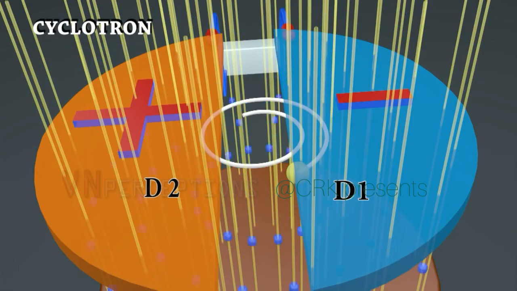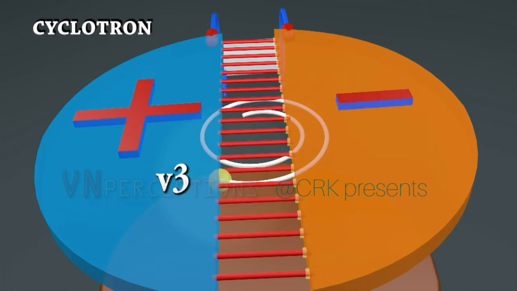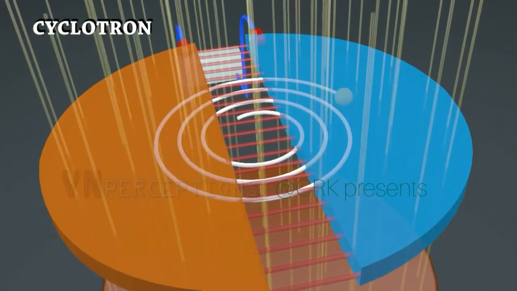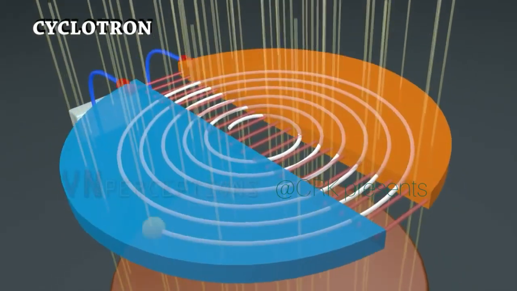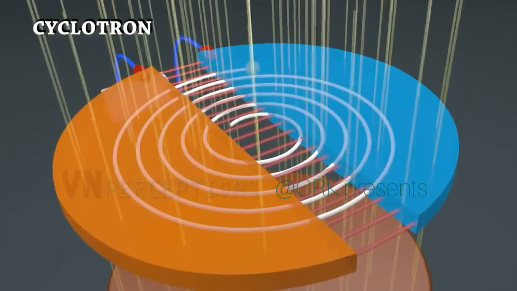When it comes out of D, it comes under the influence of the electric field. Once again, the electric field accelerates the charged particle and now the velocity becomes v3. In this way, the particle moves in a circular path, and with each circle, the velocity of the charged particle increases.